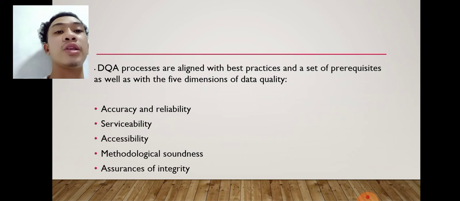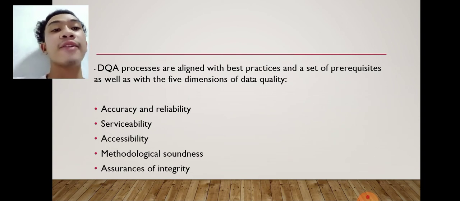DQA processes are aligned with best practices and a set of prerequisites, as well as with the 5 dimensions of data quality. The 5 dimensions of data quality are accuracy and reliability, serviceability, accessibility, methodological soundness, and assurances of integrity.